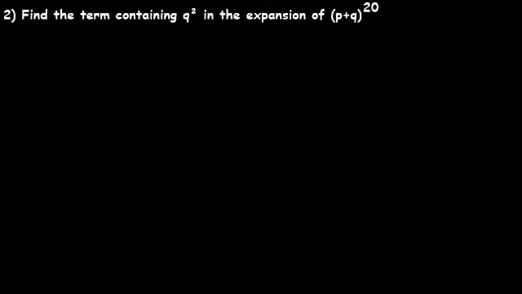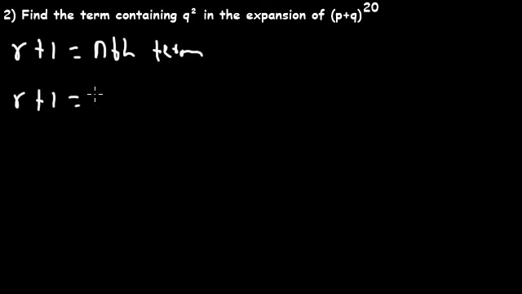Now, earlier, if you could recall, I said that r plus 1 gives us the nth term. That's why we set r plus 1 equal to 4 earlier, because we were required to find the value of the fourth term. Then we ended up with r equal to 3. So to get the term that has q squared, we need the value of r. Now, if we have r, then life is easy. So how can we get r?